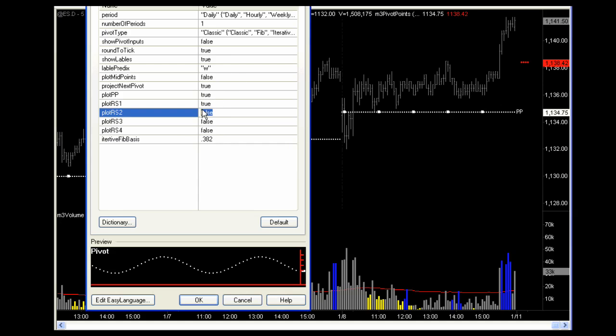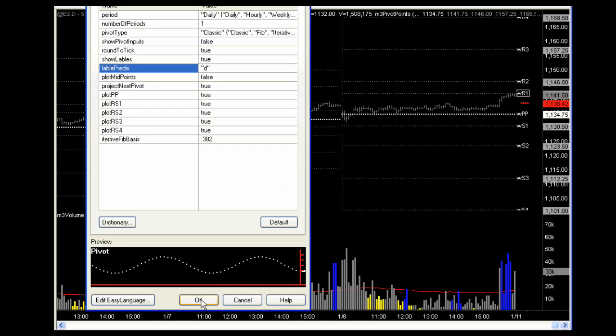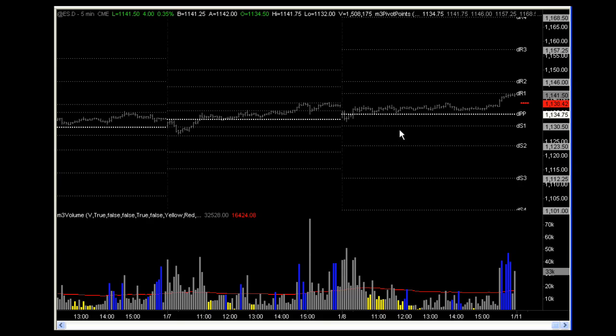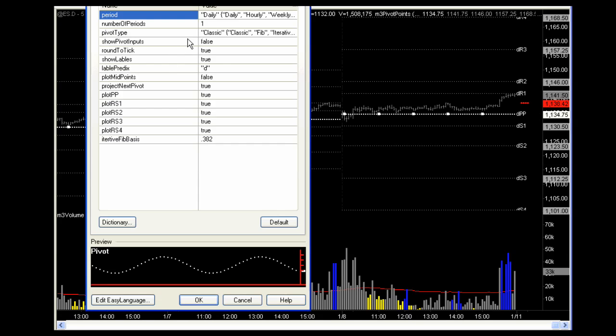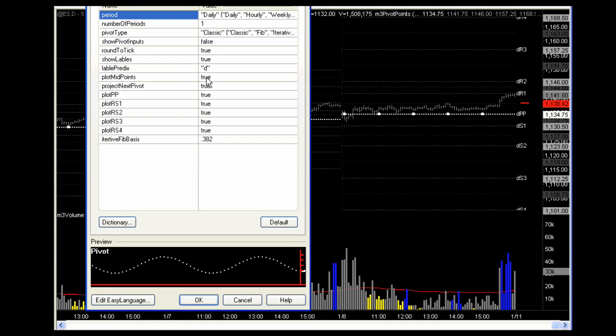So let's show a couple here. Okay, so we have now all of our pivots here, and they're all labeled, and by mistake I actually labeled them with a W here, when really it's a daily pivot. So here are our pivots. Let's go and plot the midpoints. So at this point we have very subtle lines here showing the midpoint pivots. And you can change the colors on all of these things for the indicator. Let's turn those off since we don't really need them right now.